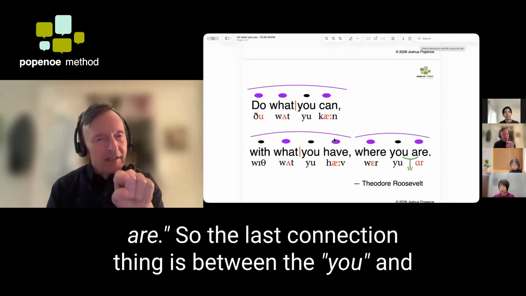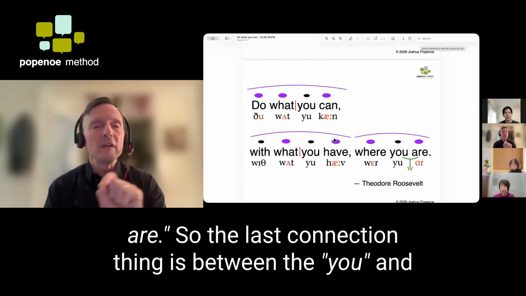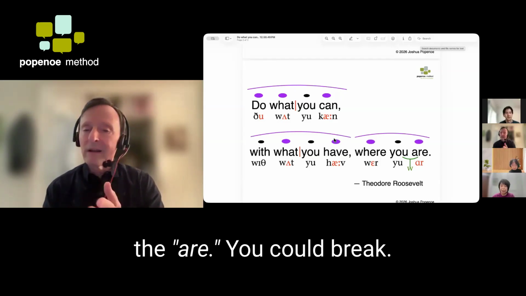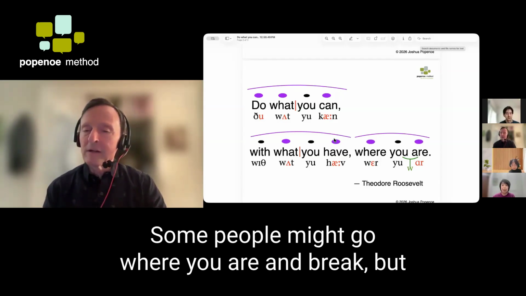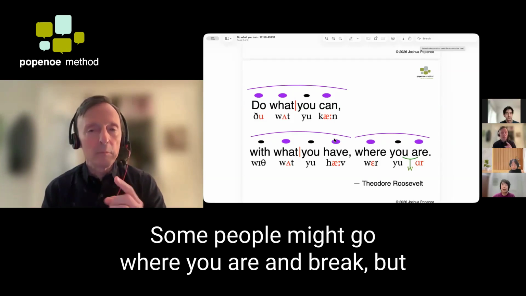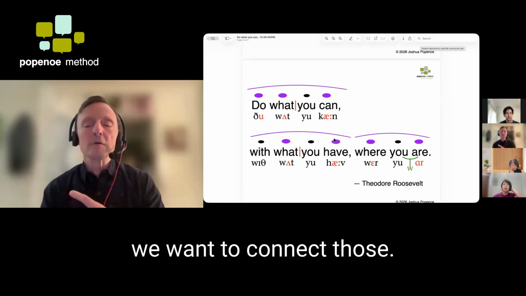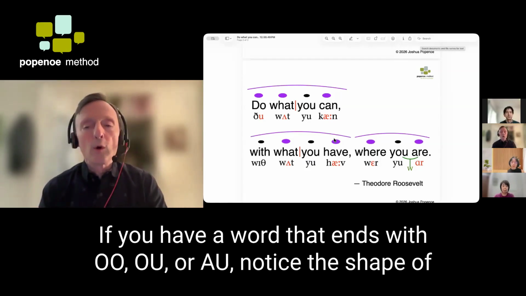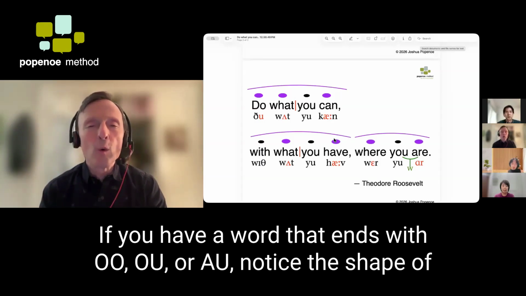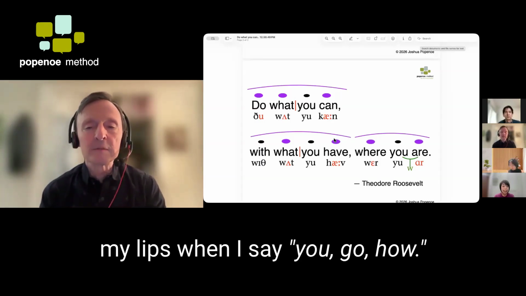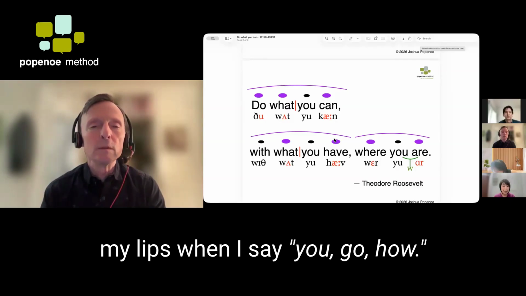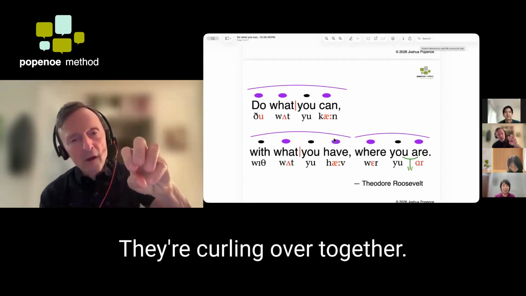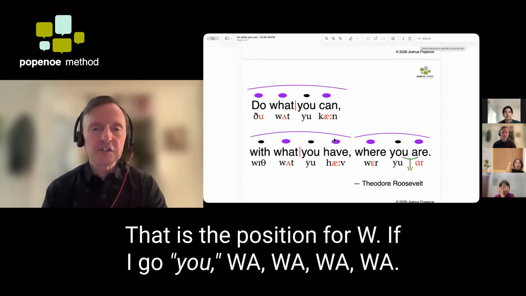So the last connection thing is between the U and the R. You could break. Some people might go where you are and break, but we want to connect those. So the W technique, if you have a word that ends with oo, o, or ow, notice the shape of my lips when I say you, go, how. They're curling over together. That is the position for W.